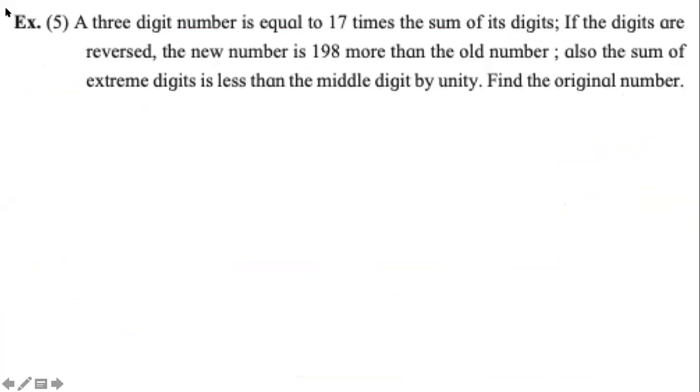This is the example. Reading it for you. A 3-digit number. While I'm reading the question, I want you to type it in the chat box. What is the smallest 3-digit number and what is the biggest 3-digit number? Type it in the chat box. A 3-digit number is equal to 17 times the sum of its digits.